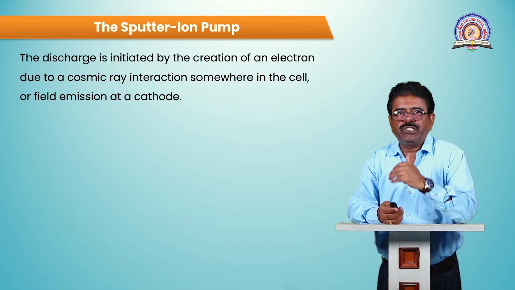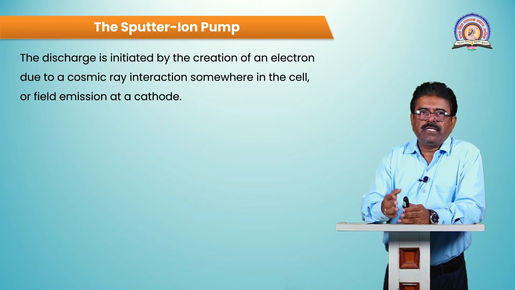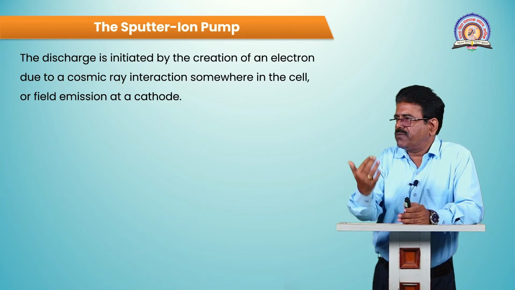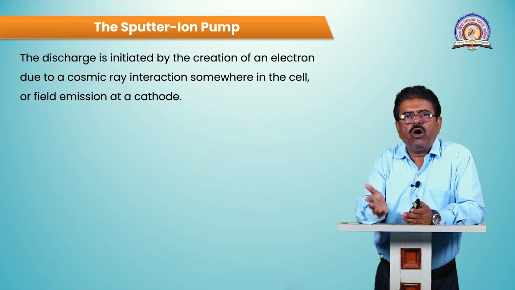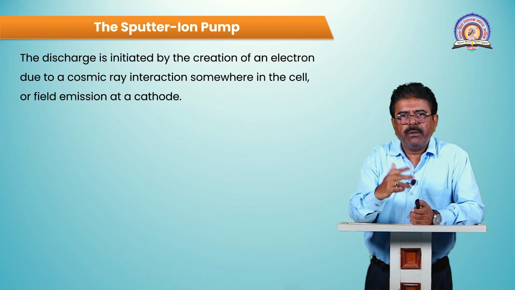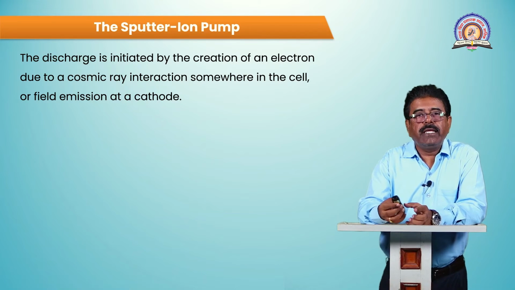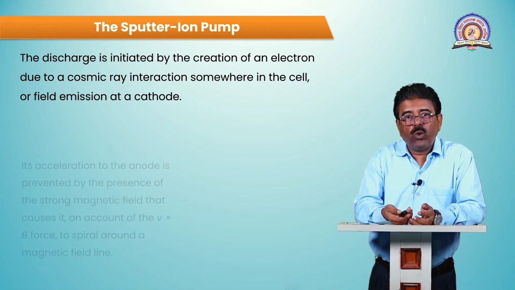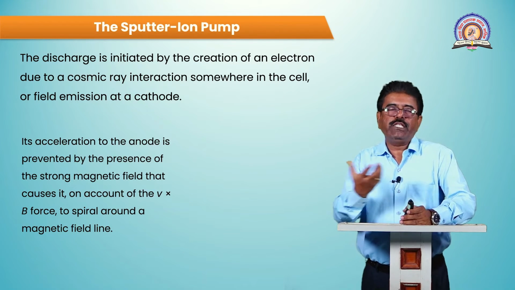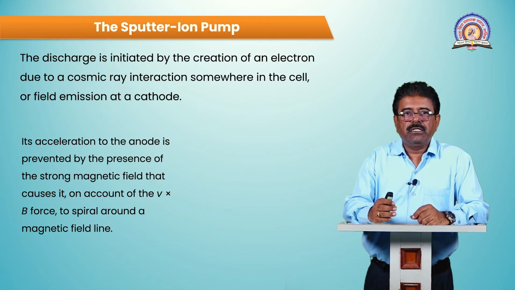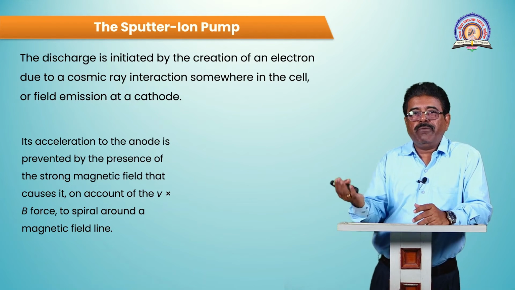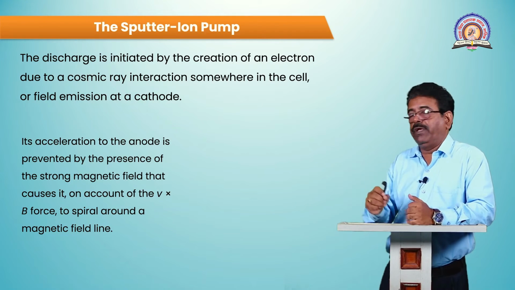Okay, so the discharge in this penning cell is initiated either by the creation of electrons because of some cosmic ray interacting here, or the electrons can be produced by field emission at the cathode. So by any of these ways, initially the electron can be initiated. Once the electrons are produced, they will be accelerated because of the very strong electric field present here. Its acceleration toward the anode is further prevented by the magnetic field present over here.